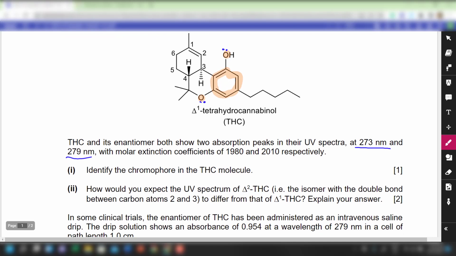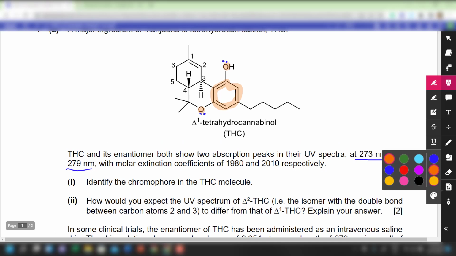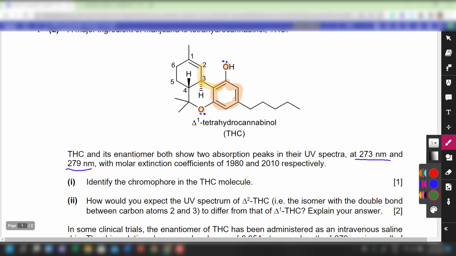For part 2, you were asked how you would expect the UV spectrum of the other isomer, delta 2 THC, to look. You were told that delta 2 is the isomer with the CC double bond between carbon 2 and 3 instead. So we have a CC double bond between carbon 2 and 3, and it's going to be conjugated with the phenyl ring. So I'm just going to erase this and then draw a new CC double bond between carbon 2 and 3, and when it is conjugated it will further narrow the HOMO-LUMO gap.